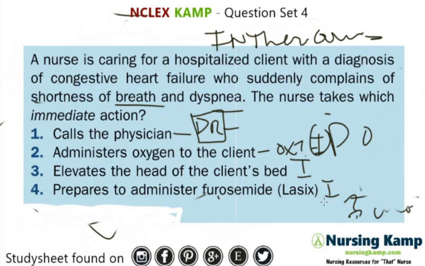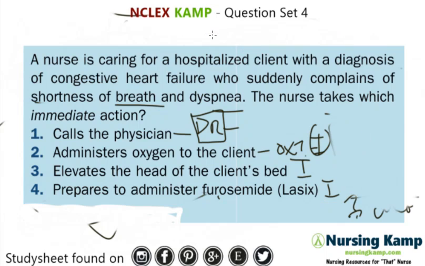So I can't assess because I have the assessment already: shortness of breath and dyspnea. So I have to implement. Let's see what happens after I do each one of these implementations. Administer oxygen to the patient. So O2, increase O2.